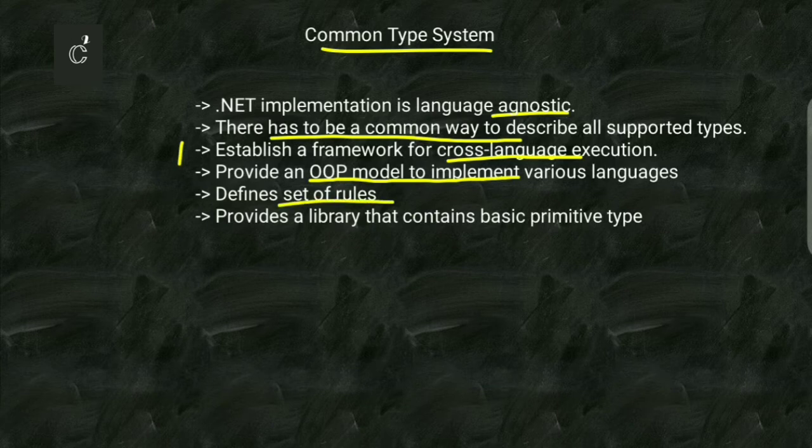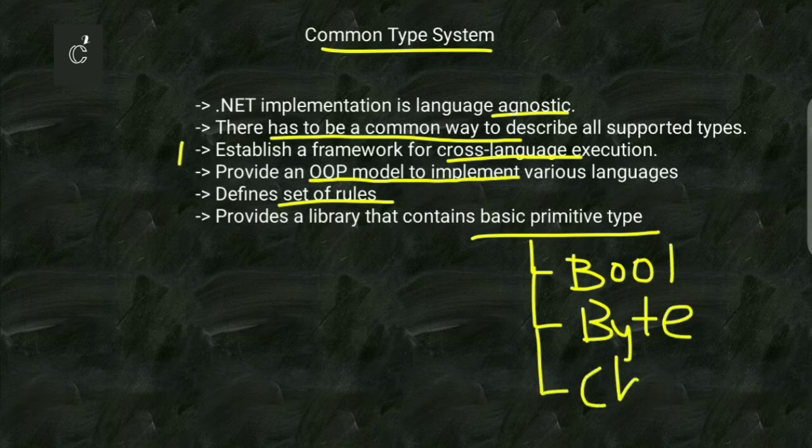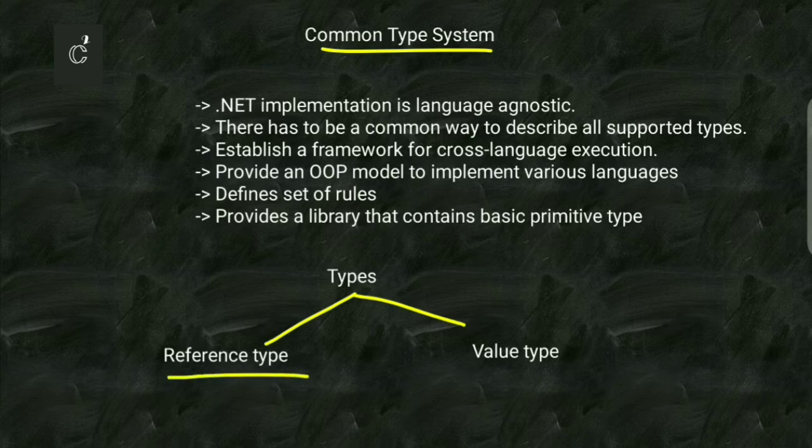So it means there will be a set of rules and regulations to be followed when their program is going to work, and it will provide basic primitive types that are used in application development, such as boolean, byte, and character. So these are the three things which will be provided by a common type system in its document. CTS also defines two main kinds of types that should be supported: reference type and value type.